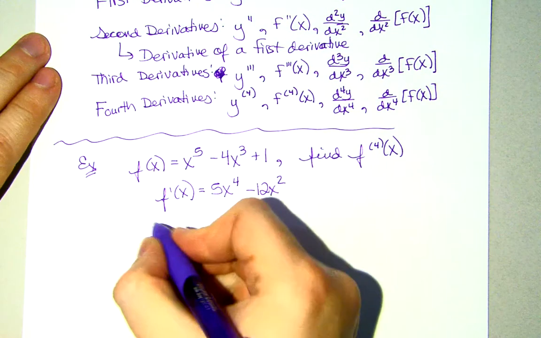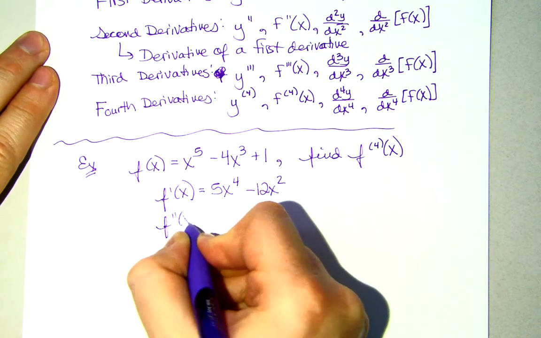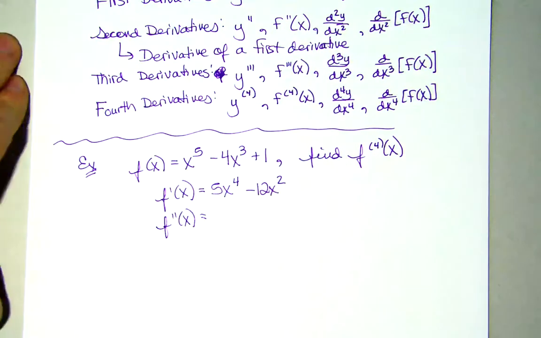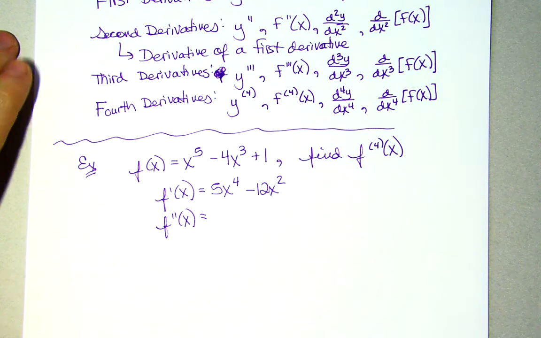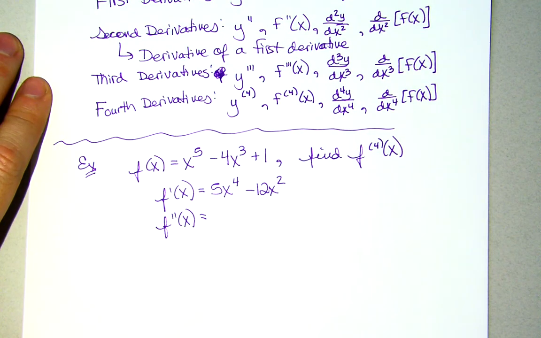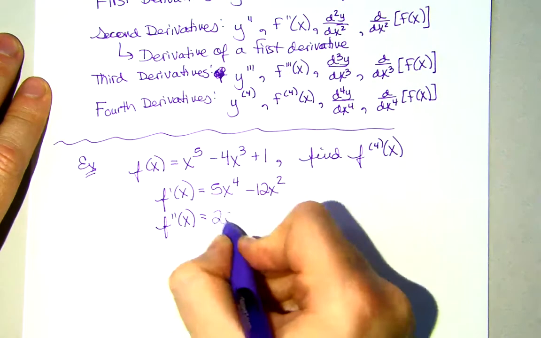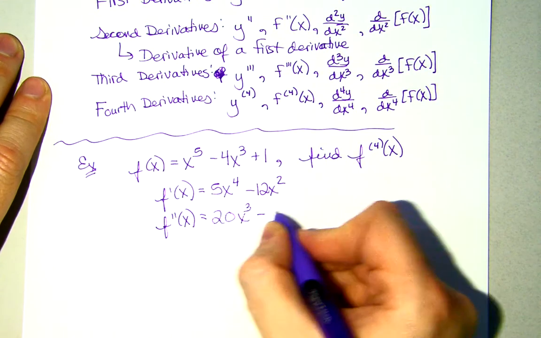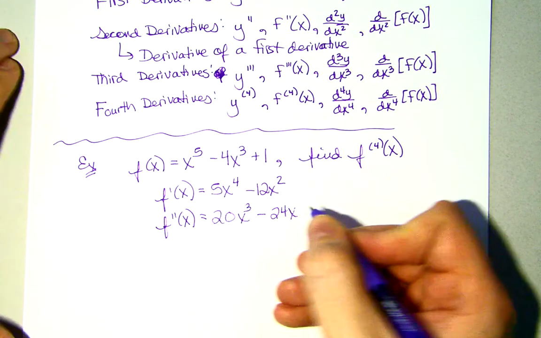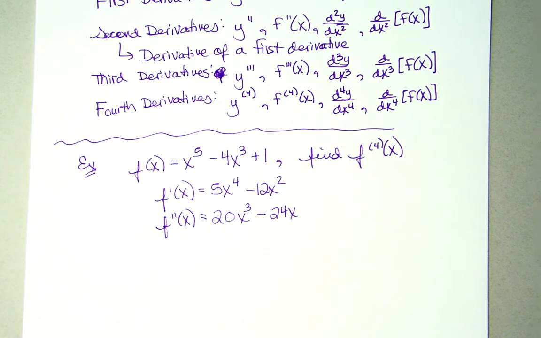Perfect. Well, now I want to find the second derivative, which is just the derivative of the first derivative. What's the derivative of 5x to the fourth minus 12x squared? It's really like we're now just treating the first derivative as our original function, and I'm finding the derivative of that. Keep going. Find the third derivative, find the fourth derivative.